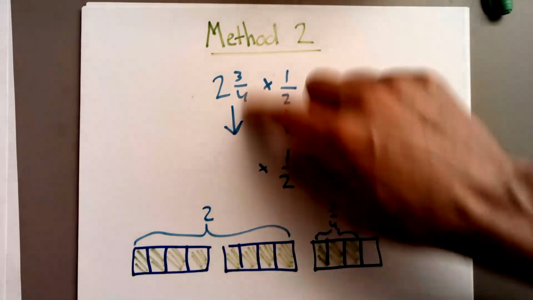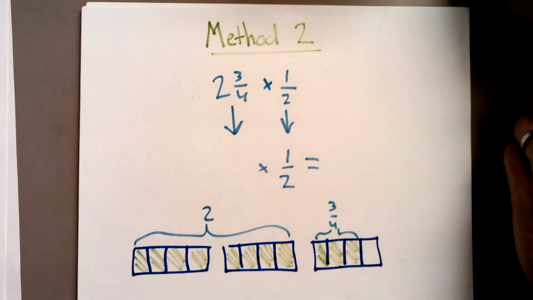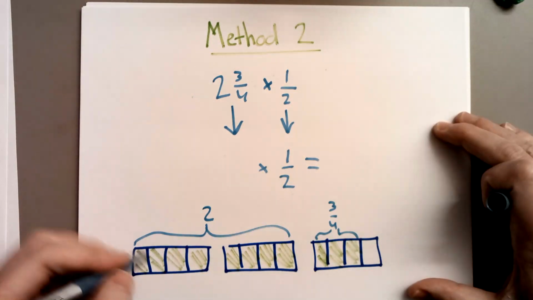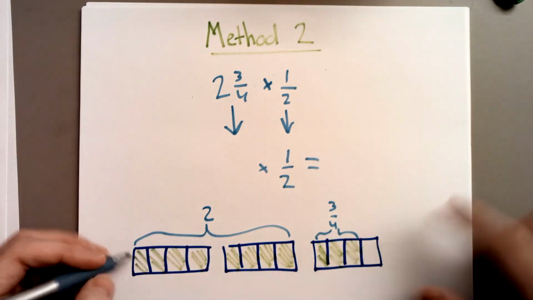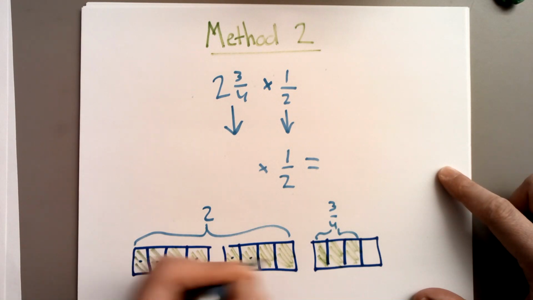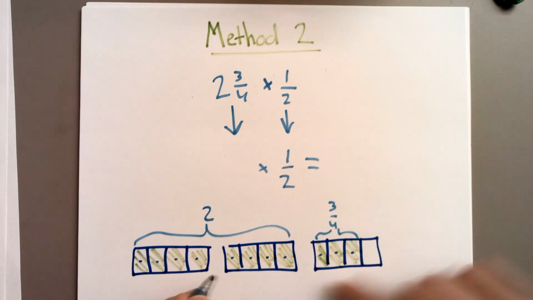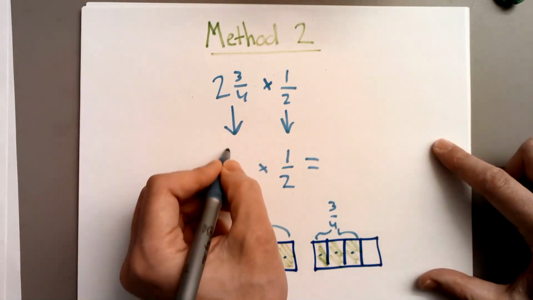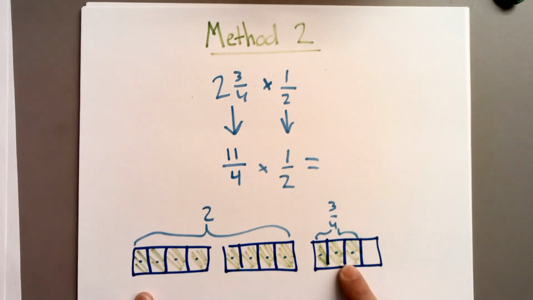If I'm turning it into just a fraction, though, all I want is the total number of fourths, so I can count those up. So all of these sections here is 1/4 because 4 of them make one whole. So I have 1, 2, 3, 4, 5, 6, 7, 8, 9, 10, 11 sections shaded in. So 2 3/4 is just the same as saying 11 fourths. I have 11 sections here.